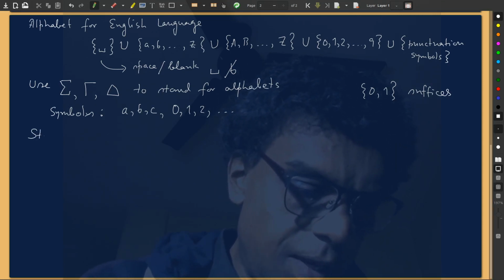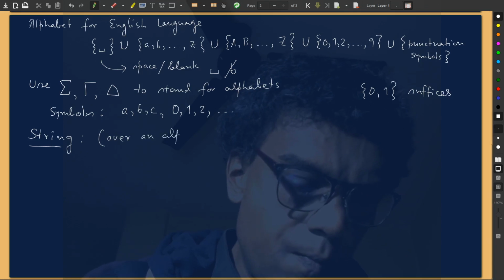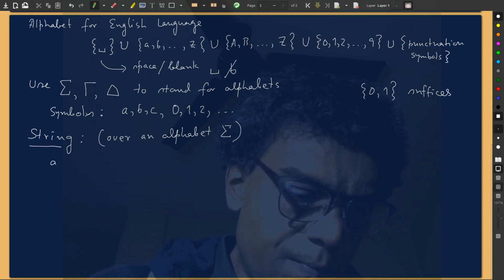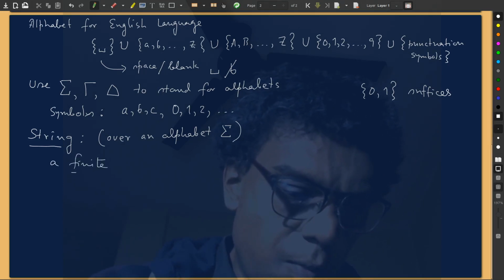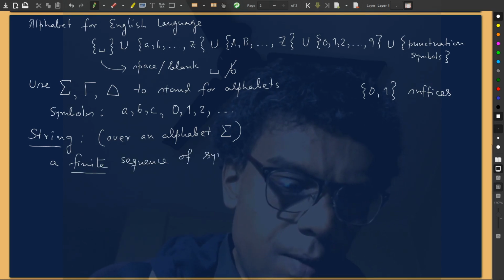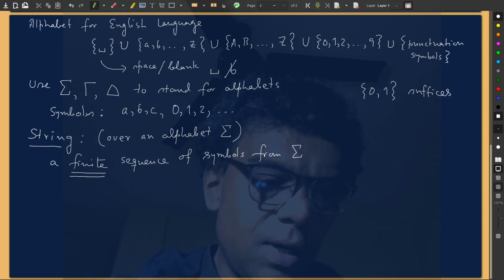Now comes an important thing, a string. Whenever I talk about a string, I always assume that its symbols are coming from some alphabet sigma. And if that is the case, we will call this a string over the alphabet sigma. This is a finite, this is important, a finite sequence of symbols from sigma. So by definition, a string is a finite sequence. Also, this finite means infinite sequences do not qualify as strings.